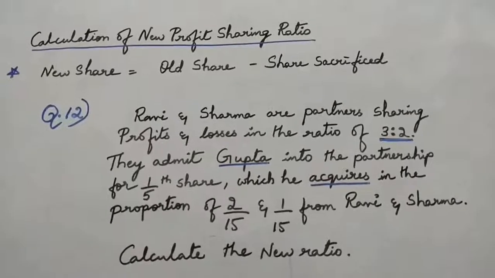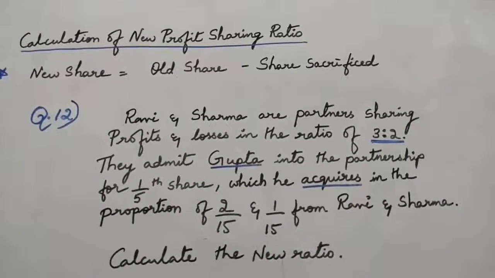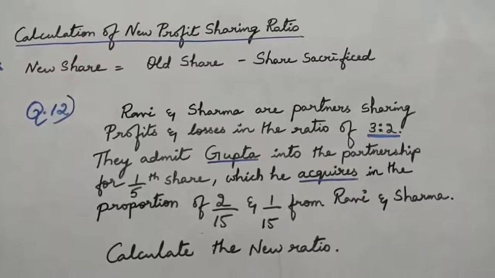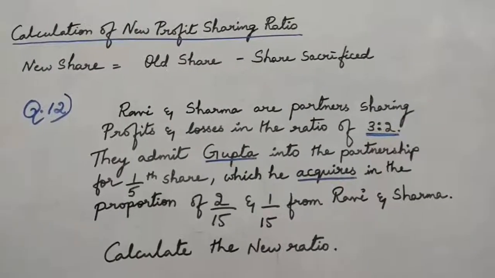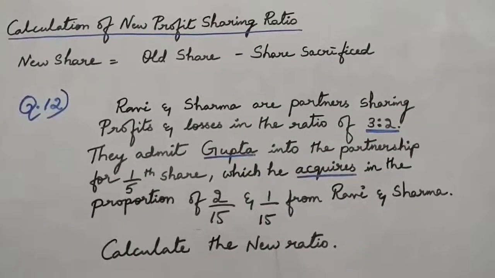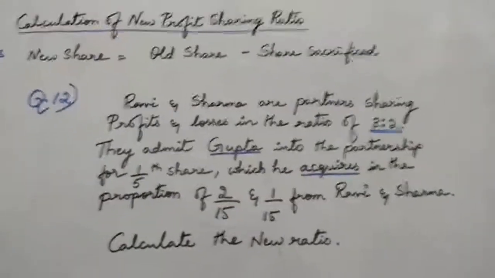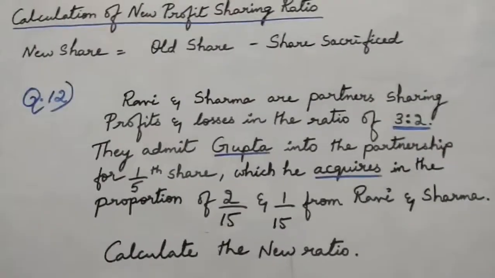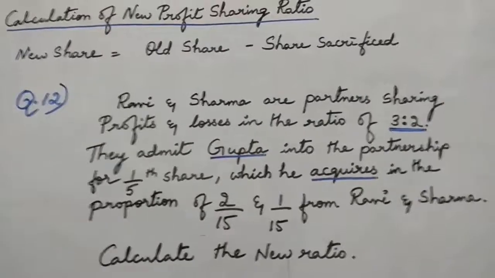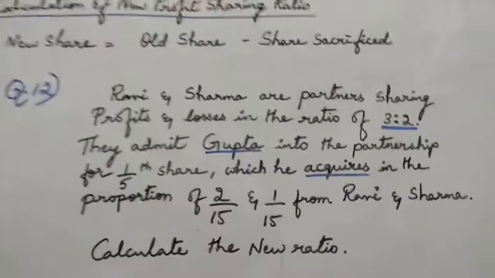Hi students, in this video we are going to go for the new topic called new profit sharing ratio, and the formula for finding that is: new share is equal to old share minus share sacrificed. Could you all just observe a small change in the old share calculation and the new share here? I'll show you in a logical way.